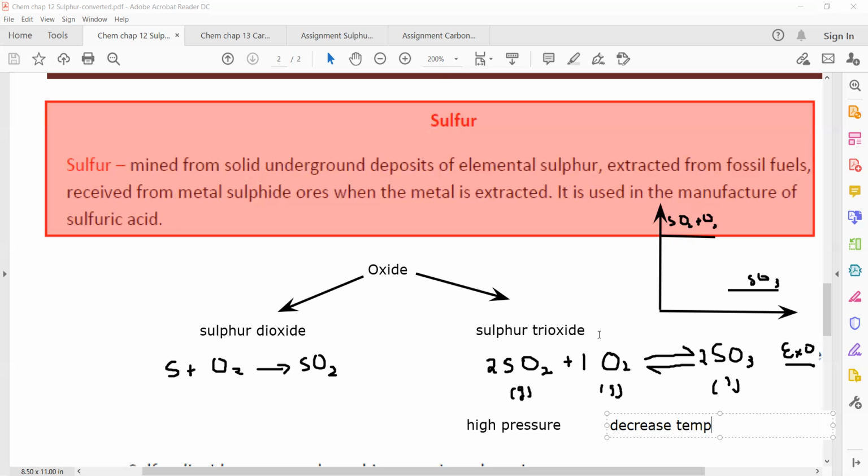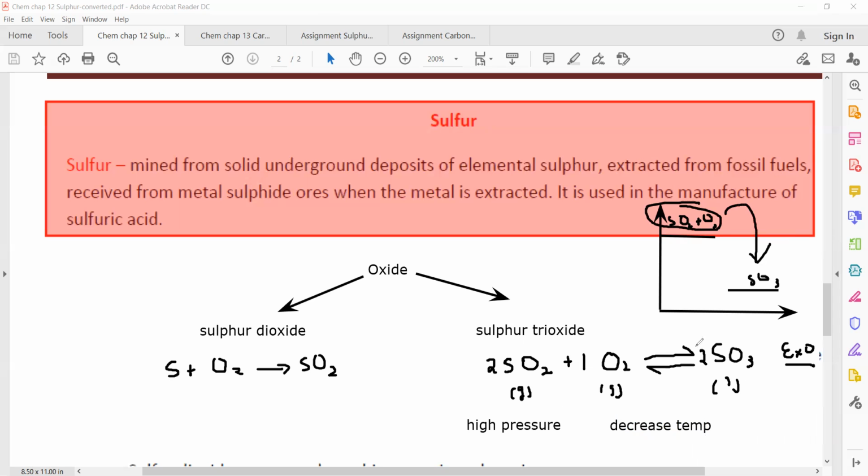Why decrease the temperature? Because you have both reactant and product. If I remove the energy, I decrease the temperature. So what will I get more? I will get more sulfur trioxide. So to get a higher yield, a higher amount or percentage of product, we should have high pressure and we should decrease the temperature to get more sulfur trioxide.